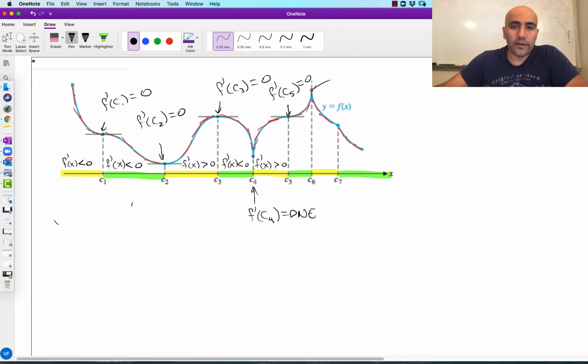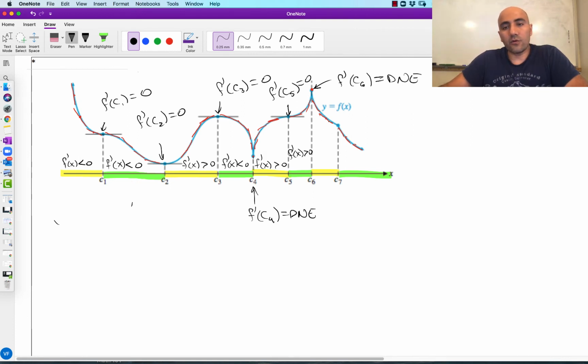At this point, again, we have that f prime of c sub 6 does not exist. The derivative doesn't exist, right? The underlying function is defined there. It's a sharp point at that value, but the tangent line does not exist. And so in this interval here, we'd say that f prime of x is still greater than 0. It's increasing. The underlying function is increasing.